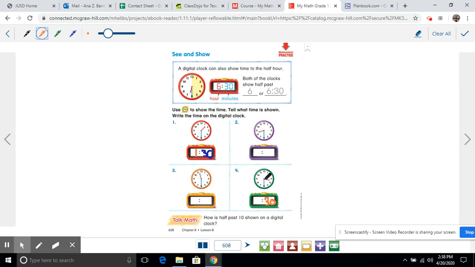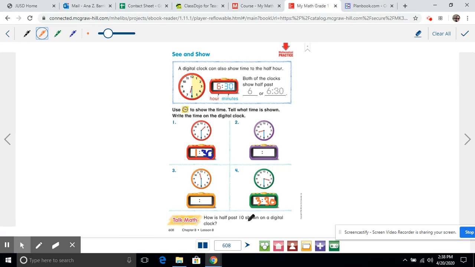And then the hour hand is between the 3 and the 4. That's the shorter hand, is the hour hand. And what did I tell you about the hour hand? You have to pick the smaller number when it's between two numbers, and that is 3. And that is 3:30. So this clock says it's 3:30, and the digital clock says 3:30. So this is the analog clock that says 3:30, and then this is the digital clock that says 3:30.